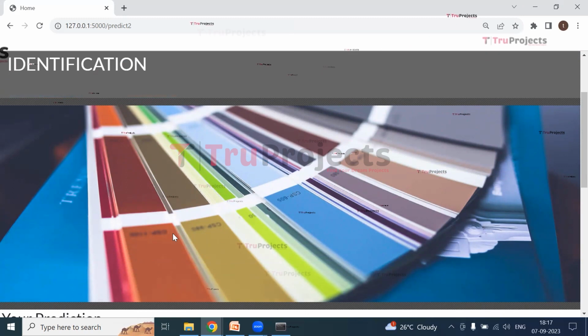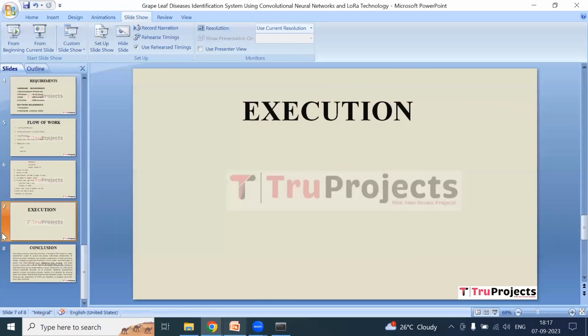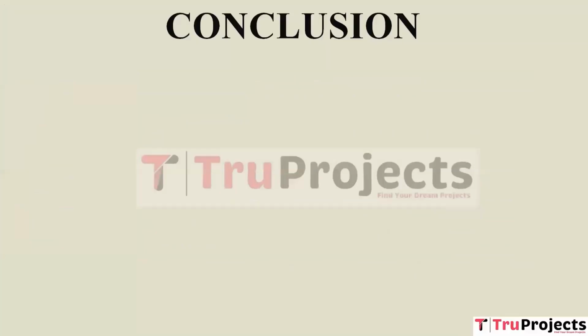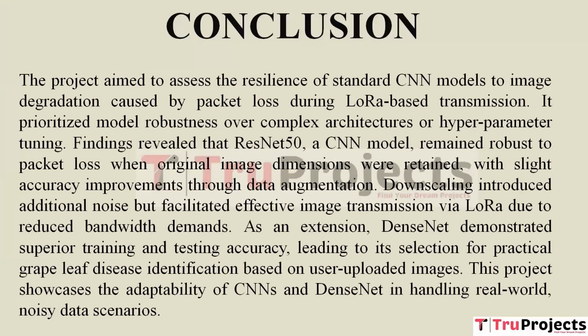The conclusion of the project is: the project's objective was to evaluate the CNN model's resistance to image degradation brought on by packet loss during LoRa-based transmission. Model robustness was given precedence over intricate structures or hyperparameter tuning. Findings showed that ResNet50, a CNN model, maintained its robustness to packet loss when the original image dimensions were preserved, and that data augmentation resulted in marginal accuracy gains.